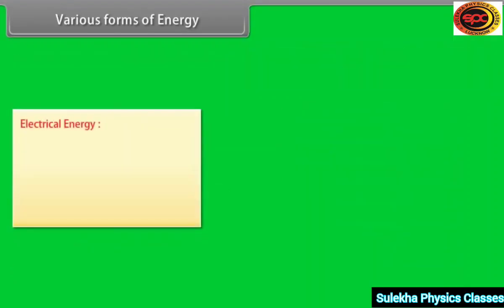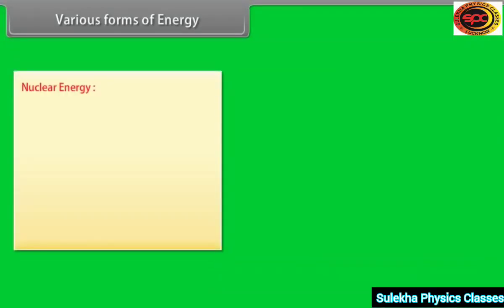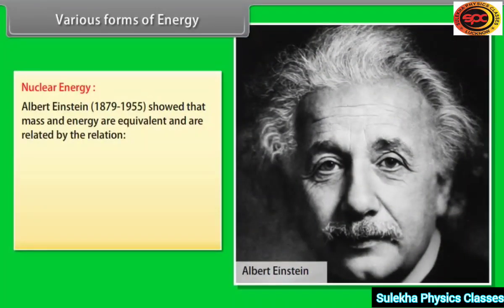In this reaction, the total energy of the reactants is less than the products of the reaction and heat is absorbed. Electrical energy. Electric charges and currents attract or repel each other. Thus, work needs to be done in general to move them with respect to one another. The energy associated with this work is called electrical energy. Nuclear energy. Albert Einstein, 1879 to 1955, showed that mass and energy are equivalent and are related by the relation E is equal to mc square, where c is the speed of light in vacuum.